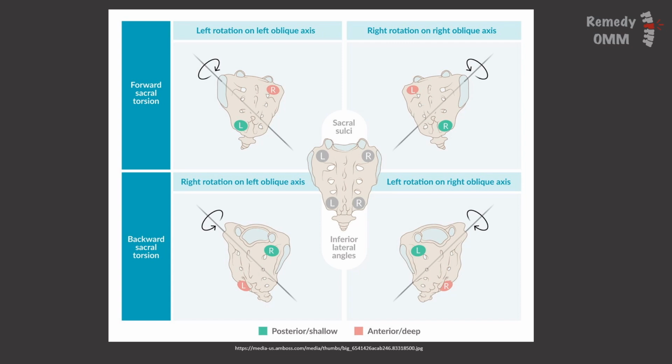Let's look at the picture on the top left. The oblique axis of rotation is on the left, which means that we must have a seated flexion test positive on the right. Remember, the seated flexion test tells you that the oblique axis is opposite of whichever side is positive. Palpation of our four corners, the sacral sulci and the ILAs, shows that the right sulcus is deeper than the left, and the left ILA is shallower than the right. This tells you that we have a rotated left on a left oblique axis sacral torsion dysfunction.